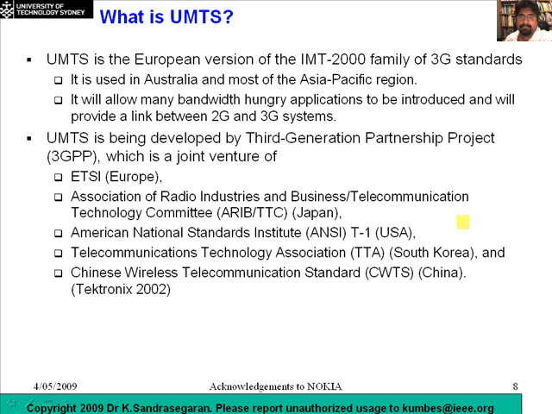So these were the main organizations that formed part of something called 3GPP. Okay, so 3GPP stands for Third Generation Partnership Project, and it was a joint venture involving ETSI in Europe, ARIB and TTC in Japan, ANSI in USA, TTA in South Korea, and the Chinese wireless telecommunications standard. These were the predominant market players in the telecommunication space, and they all got together and came up with 3GPP, which in turn came up with the UMTS standard. Subsequent to that, the CDMA 2000 group formed their own 3GPP, and they call it 3GPP2. Okay, so if you see 3GPP2, it refers to the CDMA 2000 group.